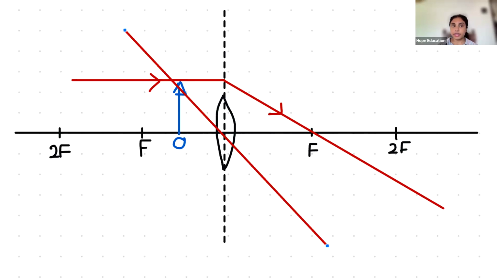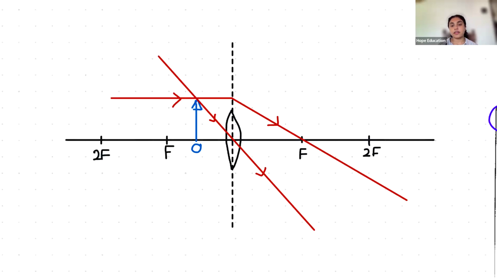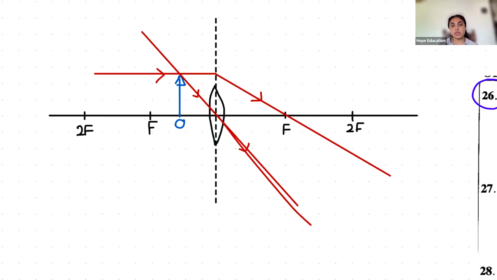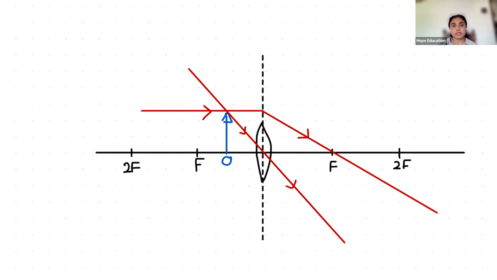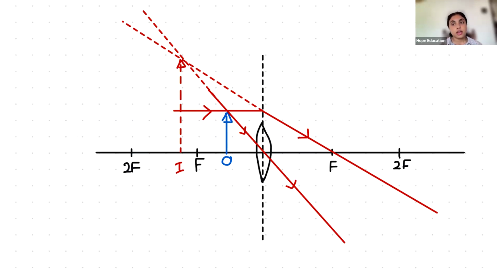It's easier for me to draw on the board than in your book. You can see the refracted light rays don't meet at the front. So you extend these to the back. Extending this ray backwards would be something like this. Extending the refracted light rays backwards would be something like this. So this is where they meet. This is where the image is formed. It's a virtual image. It's a larger image and it is upright.